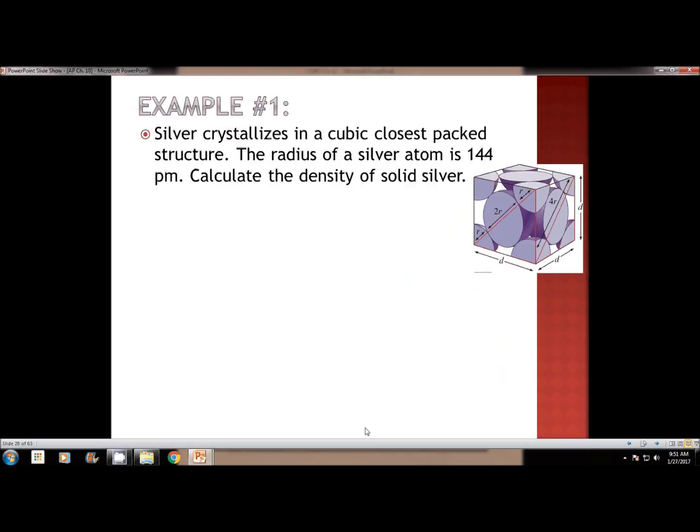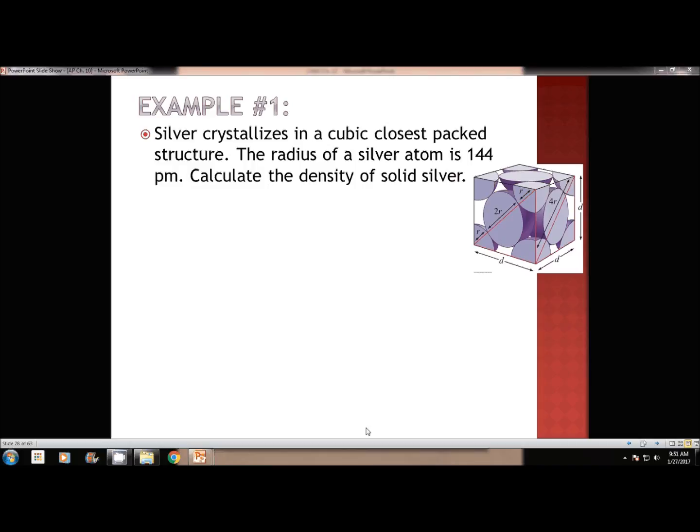So in example number 1, we are given a picture of a face-centered cubic model. Silver crystallizes in the cubic closest packed structure, FCC. The radius of a silver atom is 144 picometers. So we need to calculate the density of solid silver. We can do this. First off, we need to remember that density is equal to mass over volume. By the way, I would write small because you don't have very much room for this example. We're going to solve for density, and our unit is going to be grams per cubic centimeter, because that's a very common density unit.